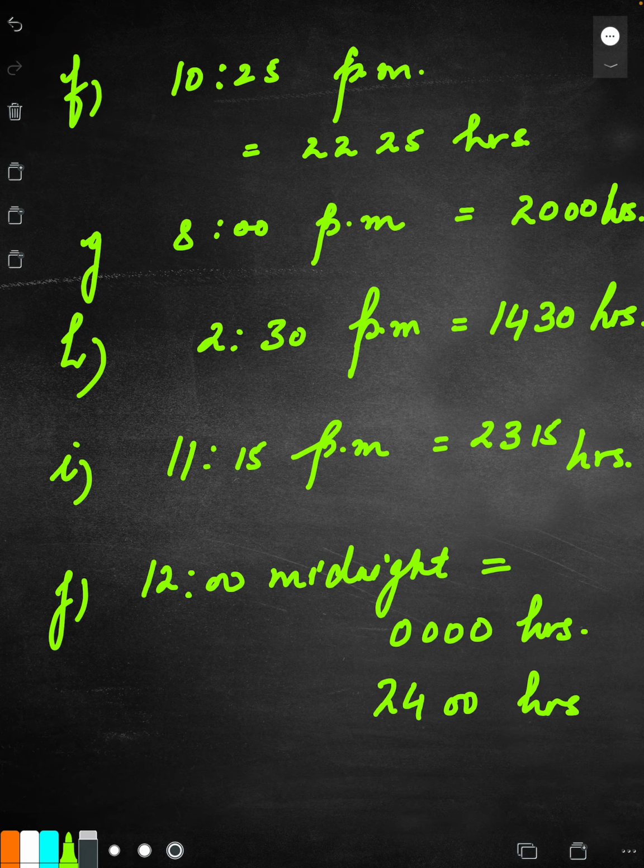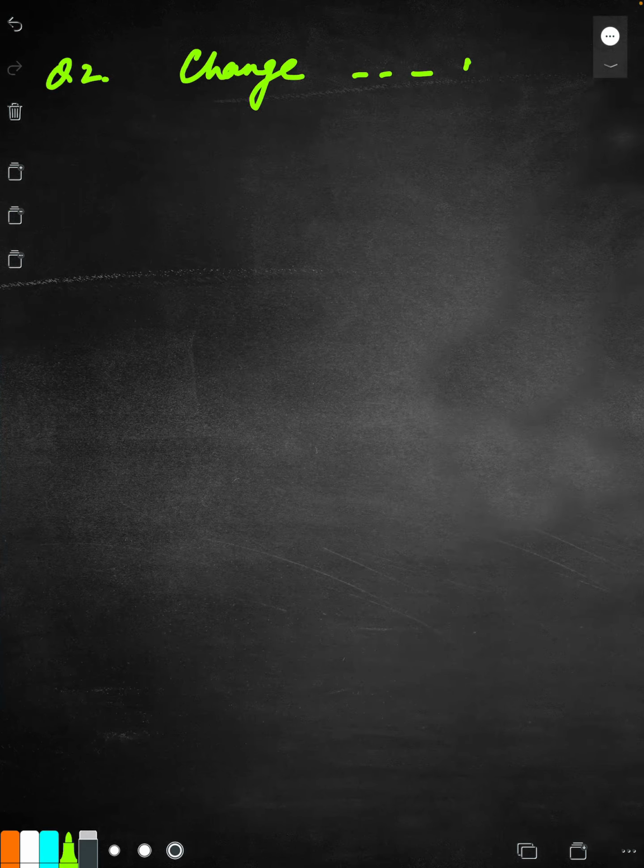So children, do a lot of practice. I will be forwarding a worksheet for the practice as well. Now let us come to question number 2. That is to change the timings into the 12-hour clock. As I said, if I book an airplane for myself, the ticket is going to show me the 24-hour clock. How would I convert it into my own 12-hour clock so that I know exactly when I have to reach the airport to take my flight? Let's see to it.